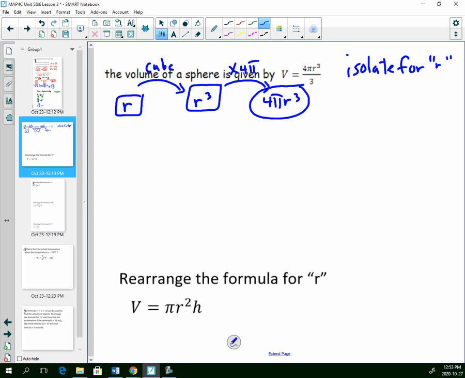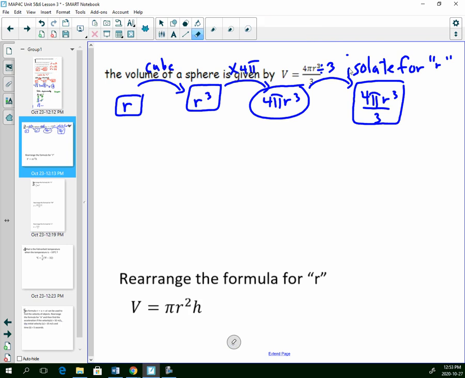And then we can say that we would divide by 3. So just make sure that you're doing everything in the correct order. And then we're going to undo that. So that equals V.